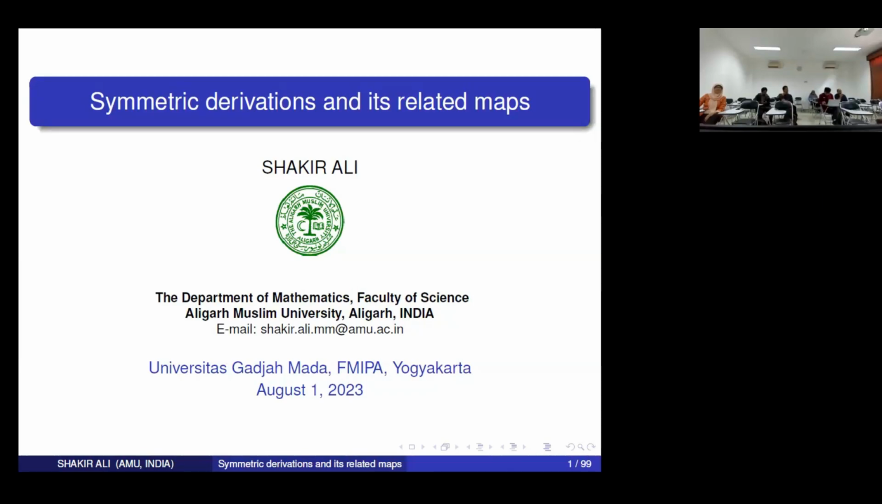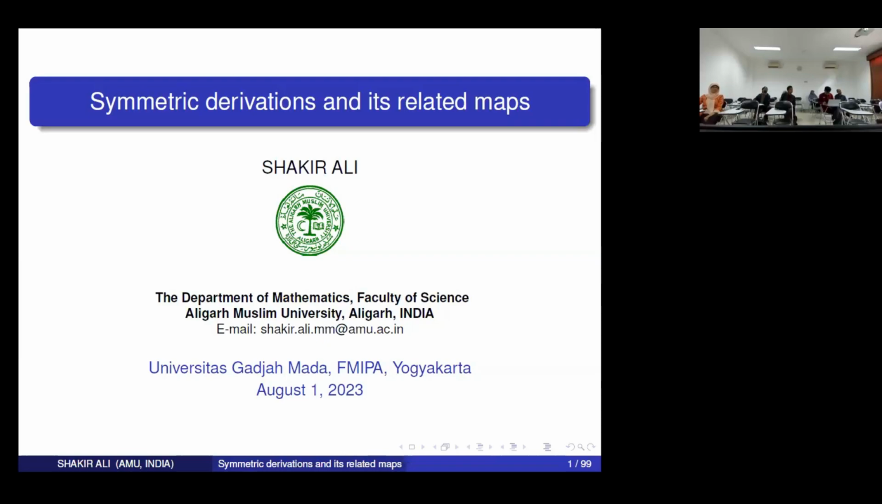So, friends, academic friends, and dear researchers, the topic of my today's talk is one kind of derivation, specialized on symmetric derivations and its related math. It is very interesting because symmetry has a lot of meaning, not only in mathematics but in other areas like geometry and sometimes computer science. Here I am talking purely from an algebraic point of view.